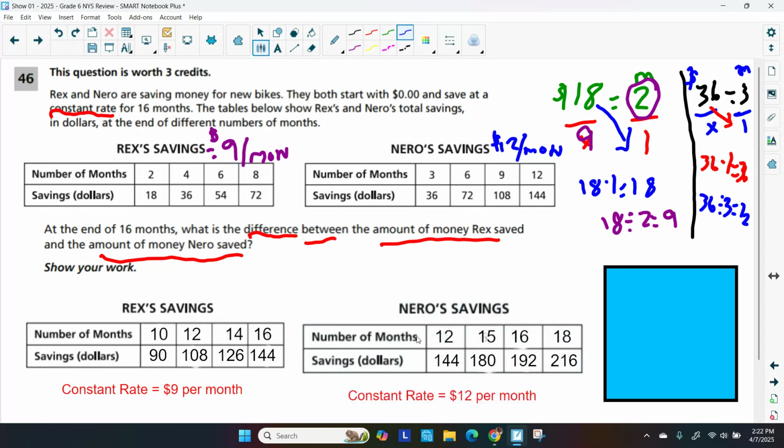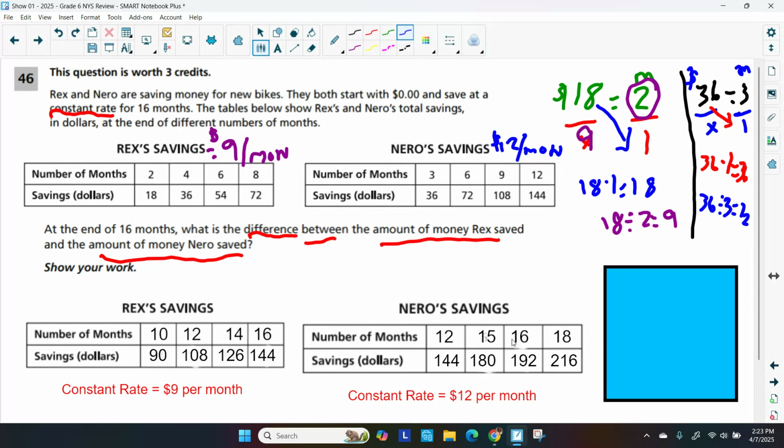Here's Nero. If we remember, he's saving $12 every month. So we're counting by threes on the top. So he left off at 12 months and saved 144. So that's $12 per month he's saving. Or if you multiply that by three, that's $36 that will be added on. So add on the next amount because he's counting by threes. 12, then 15, because 12 plus 3 months is 15. And $36 plus $144 is $180.